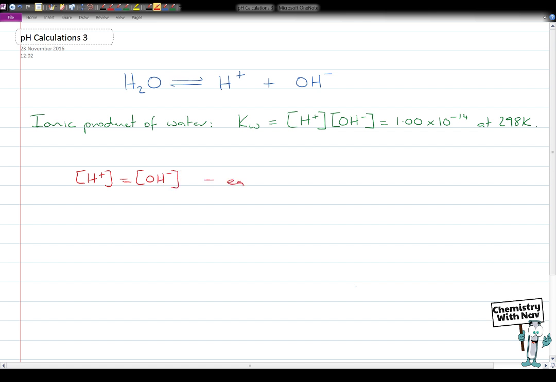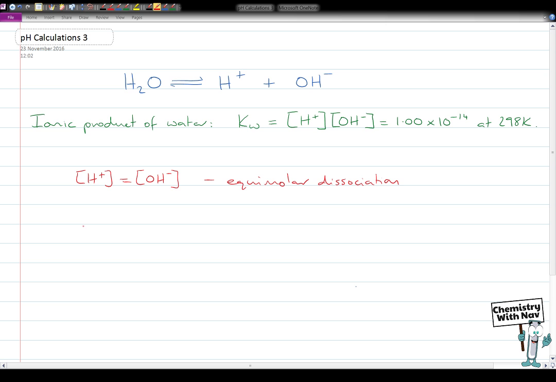But let's just rearrange that slightly, because we know that [H+] must equal [OH-], and this is because it's an equimolar dissociation, which simply means that when water molecules dissociate, they must produce both one H+ ion and one OH- ion, so they're equal moles being produced.